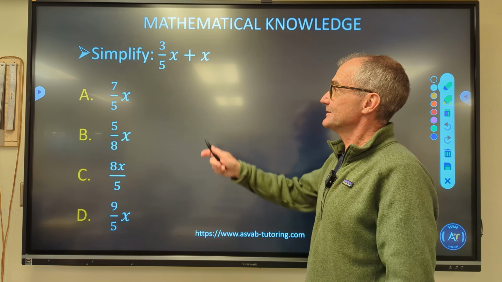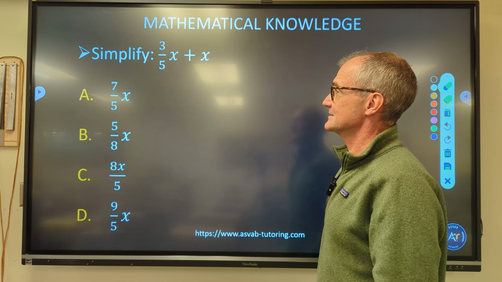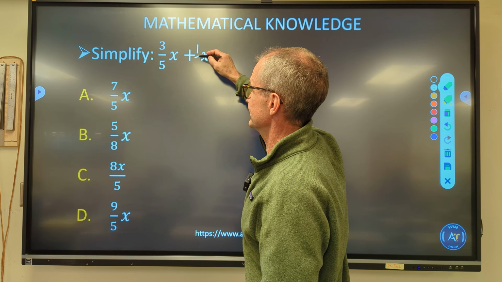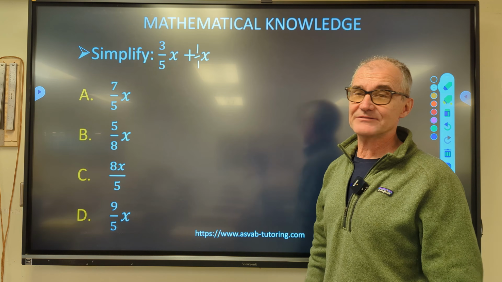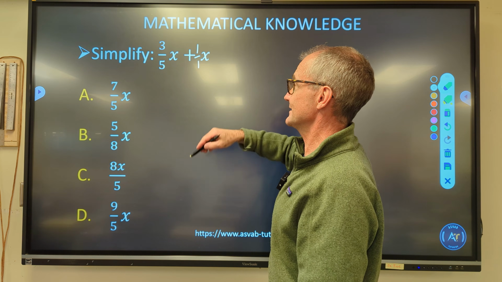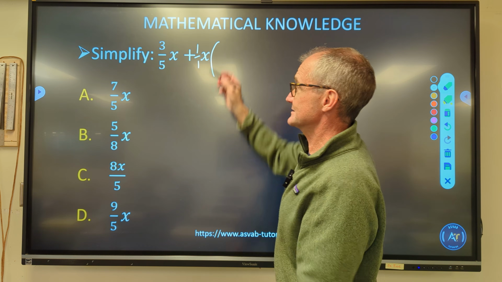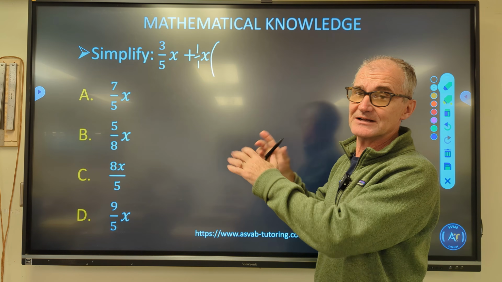Okay, next problem. Simplify 3/5 x plus 1x. So you've got to know this is 1 over 1. I am adding fractions together. The way I add fractions, I have to have a common denominator. So that common denominator is going to be 5. This is an expression, meaning there's no equal sign. So the only thing I could do here is multiply it by factors of 1.